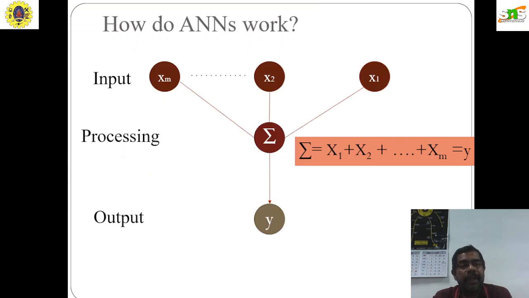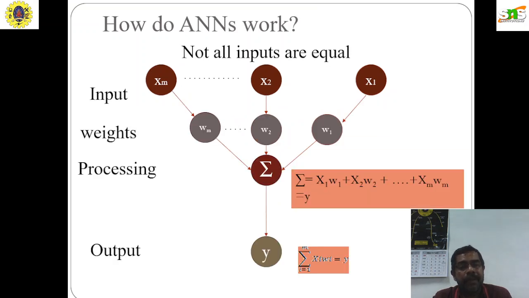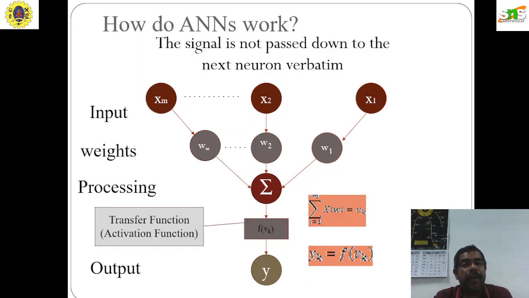So the inputs are multiplied and summed. The summation is x1 plus x2 plus x3 up to xm, giving y, and then we go with the processing. Before that processing, we add the weights for each and every input: x1 w1 plus x2 w2, x3 w3, up to xm wm, which equals y. Finally we produce the output. So i equal to 1 varies up to m, and the sum of xi into wi equals y.